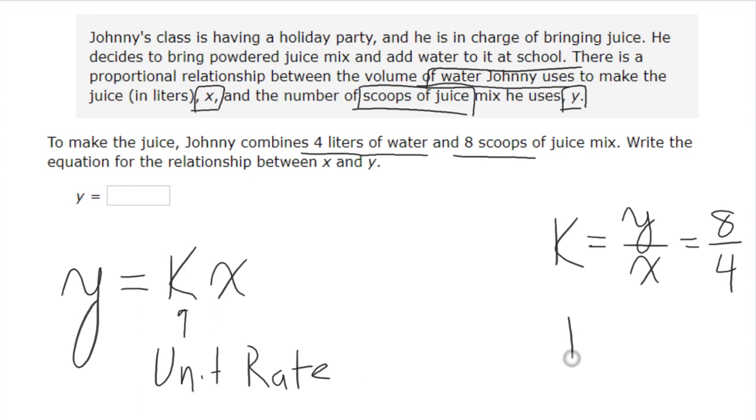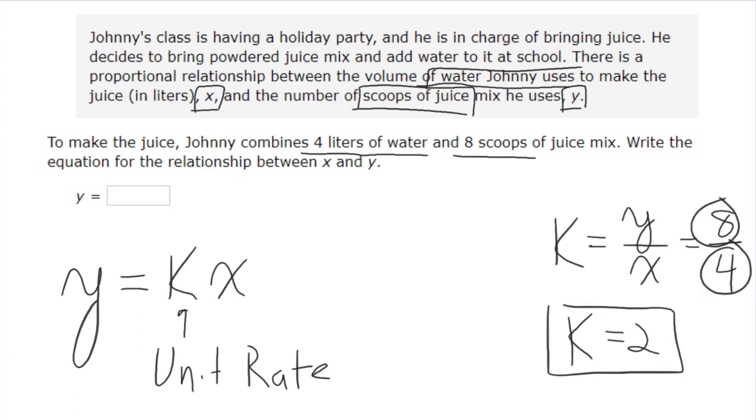Now, I have a feeling that your teacher might want this simplified. So if that's the case, we can just simplify 8 over 4 to 2 over 1, or just simply 2. And you can do that by dividing both of those numbers by 2. Divide 8 by 2 and then 4 by 2, and you will get 2 over 1, or simply 2. So the equation that we're looking for would be Y equals, now instead of the letter K, we know what K is. It is 2. And keep the letter X.